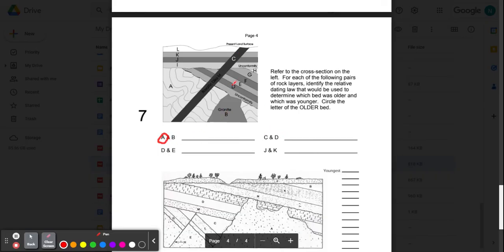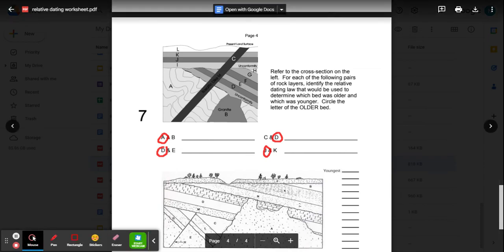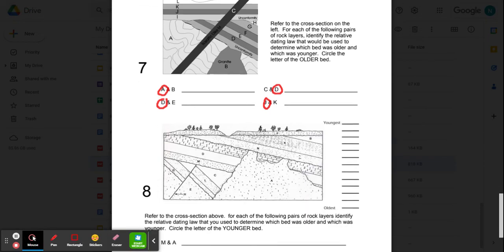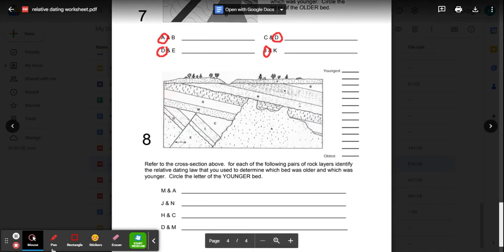Let's see. C and D. D has to be older because C has to cut through D. D and E. Well, D would be the older one again. And then J and K. J would be older, right? Okay, and then again, you need to write down how you know. Okay, I'm giving you the answers. Tell me how you know. Okay, this one's really complicated because there's just a lot. Okay, so I might be writing all over this thing.